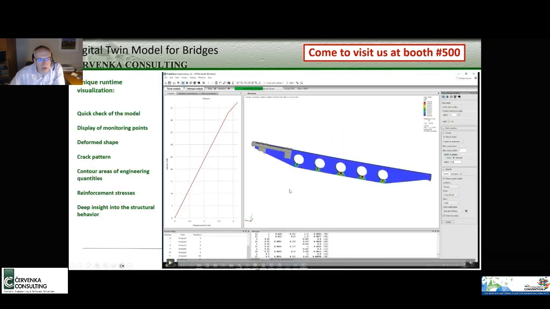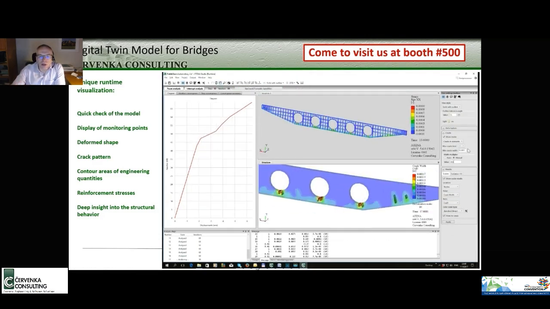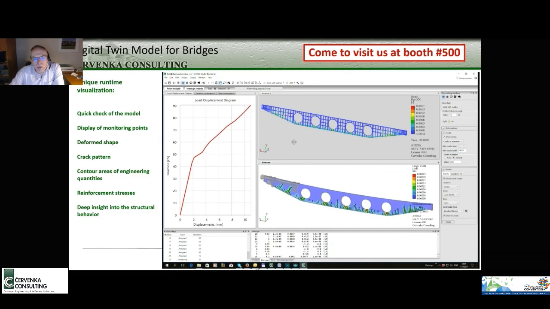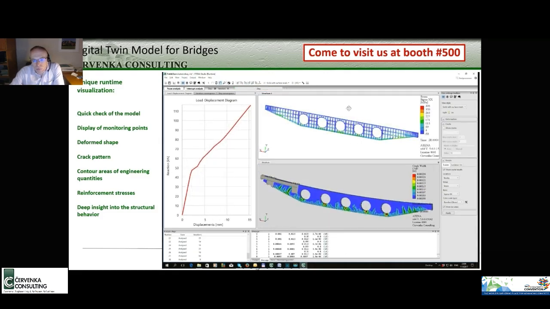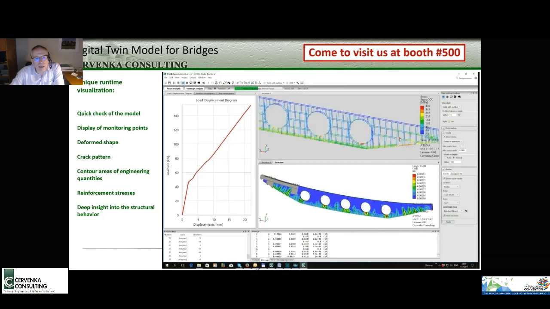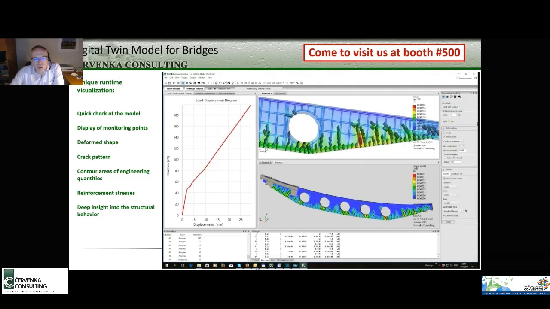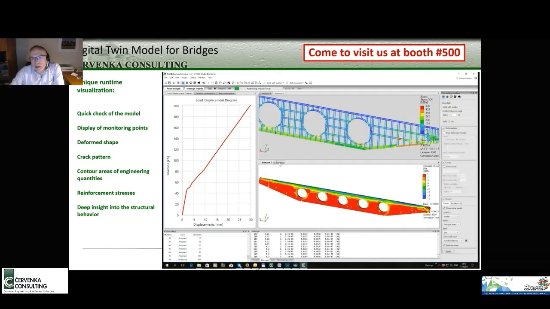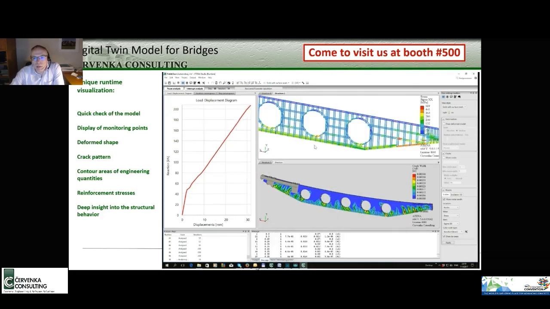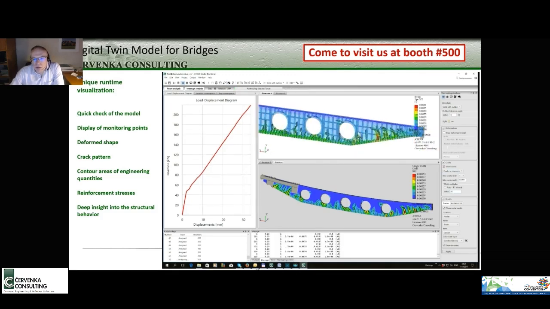So this very quick video shows you some of the unique features. This is actually exactly the screen that you see when the software is running. This is one of the unique features of ATENA, that immediately as the program is calculating, you can see how the structure deforms. This allows you to quickly recognize any modeling errors and correct them. It gives also a very nice insight into the structural behavior.